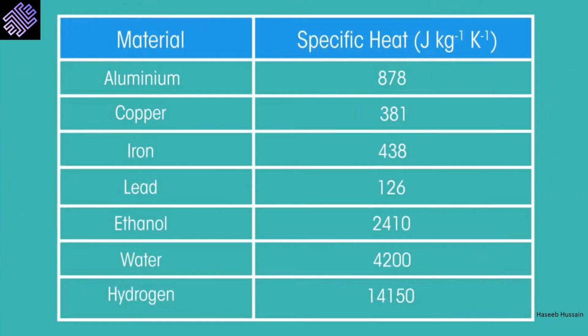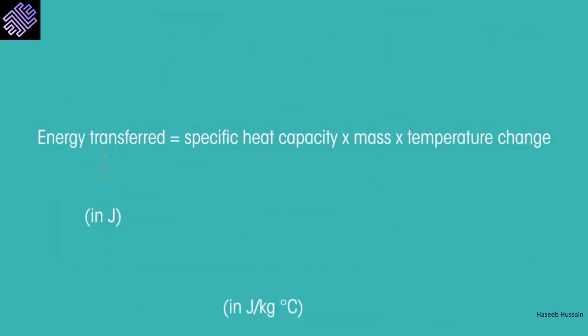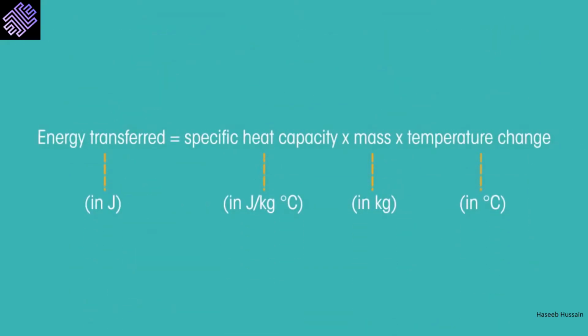Different materials have different known specific heat capacities, but we're not always given a table like this. So we need to be able to calculate the value of specific heat capacity ourselves. For this, we have this equation: energy equals mass multiplied by specific heat capacity multiplied by temperature change. In essence, the equation states that energy transferred is dependent on the mass, specific heat capacity, and temperature change of an object.